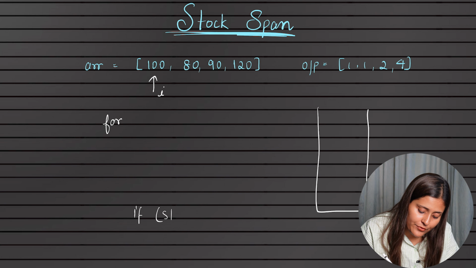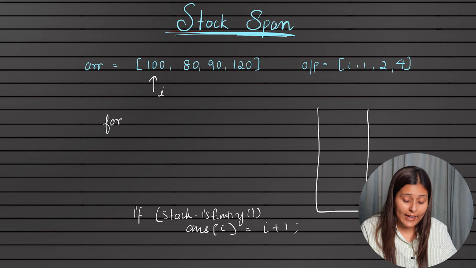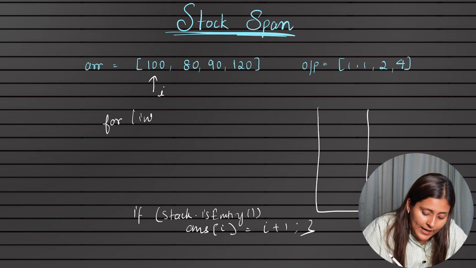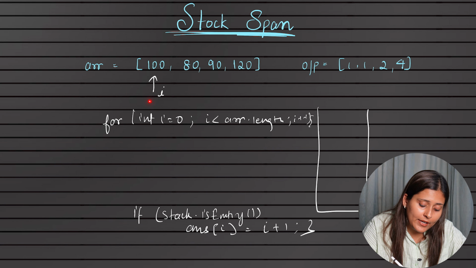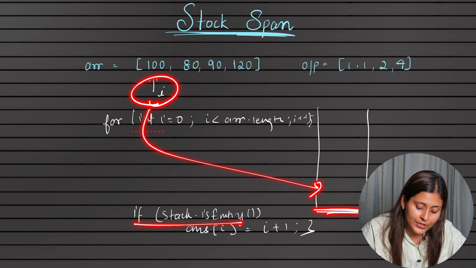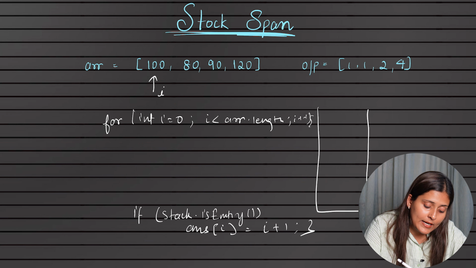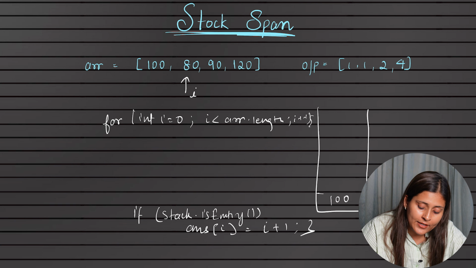I'll let you know. If my stack is empty, in my answer array, definitely at the ith index I want to put the answer i plus 1. Okay, why it will be so, I'll prove it to you. I want to run my i from 0 till array dot length, and i plus plus. Now for every i I will check if my stack is empty. If my stack is empty, definitely I'll put this. Okay, now I'll move my i ahead at 80, and definitely I'll add 100 in my stack.